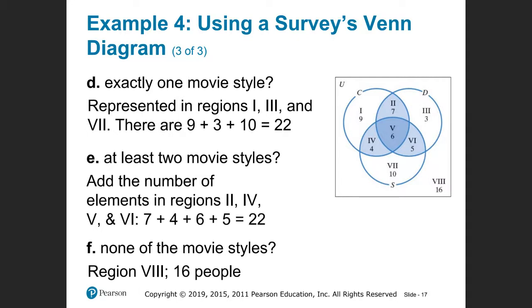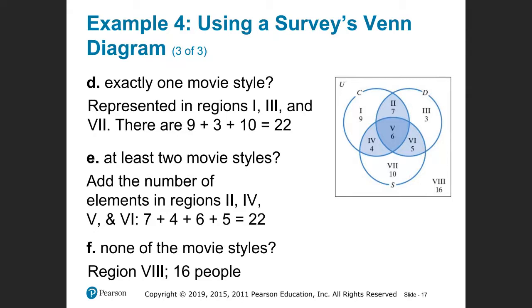Okay, last ones. D, exactly one movie style. All right, this means that it can't be any of the overlaps of any of the circles. So that would be regions 1, 3, and 7. Adding those together, we get 9, 3, and 10, which would be 22.